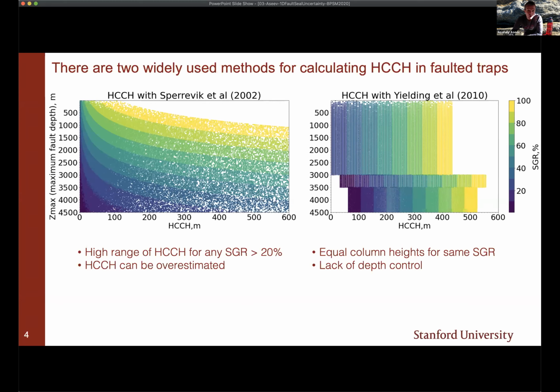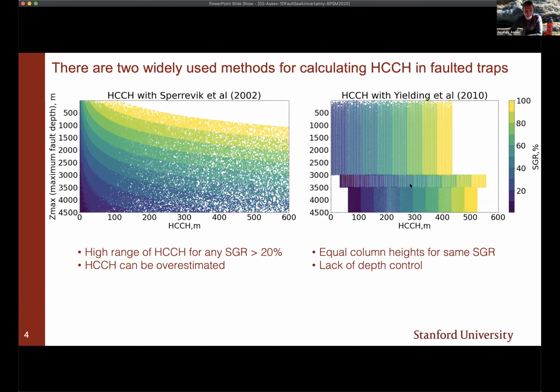Yielding is controlled almost totally by SGR. As you can see from here, column heights of the same SGR are equal at small burial depth, up to probably 2 to 3 kilometers. So there are linear equations which are controlled by depth intervals: above 3 kilometers, between 3 and 3.5 kilometers, and below 3.5 kilometers. And they produce discontinuities in predicted column heights.